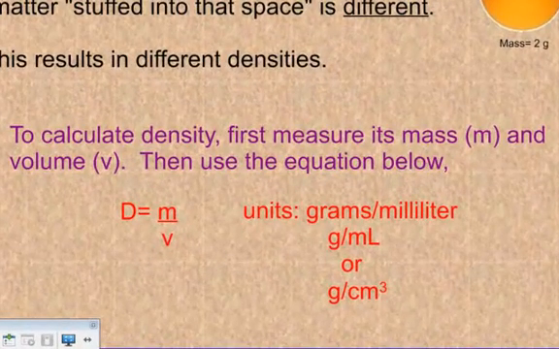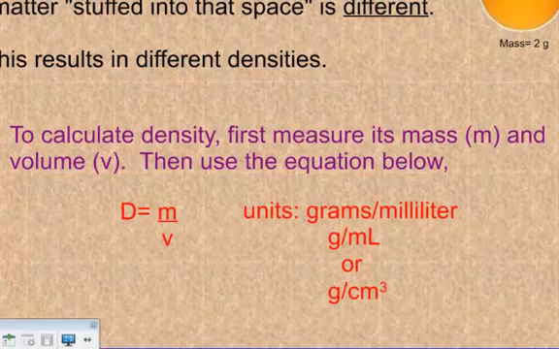And to calculate density, you need to know a couple things. First, you want to measure the mass. Mass is represented with an M and volume is represented with a V. So it's D equals M over V. And the units are grams per milliliter. That's generally what you're going to get.